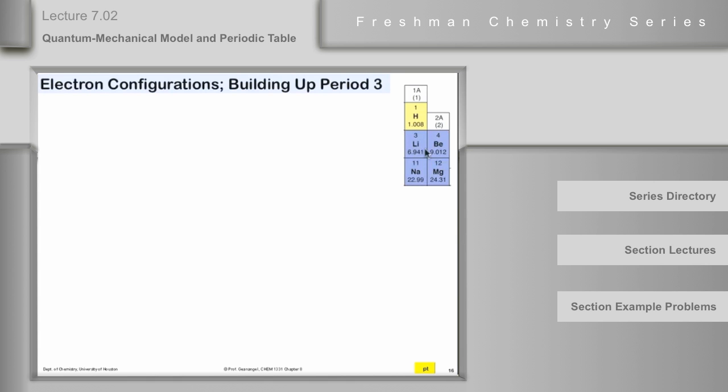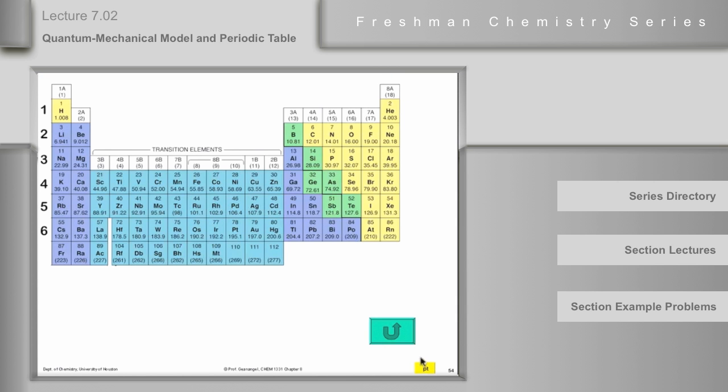Okay, neon is at the end of the second period here. Let me see if my periodic table works. Sometimes it does, sometimes it doesn't. Okay, it did this time. So here's neon. We just finished the 10 electrons filling up neon.